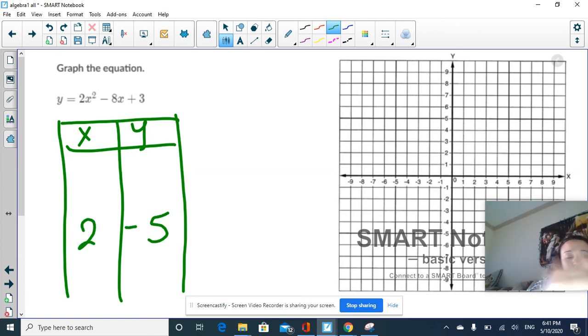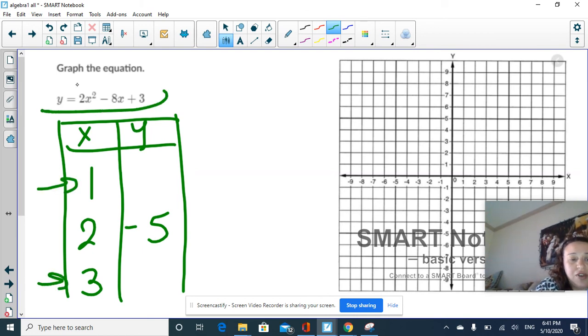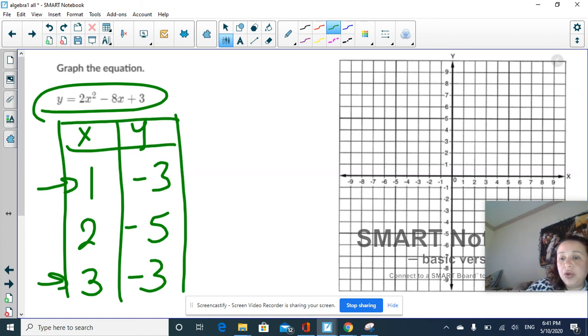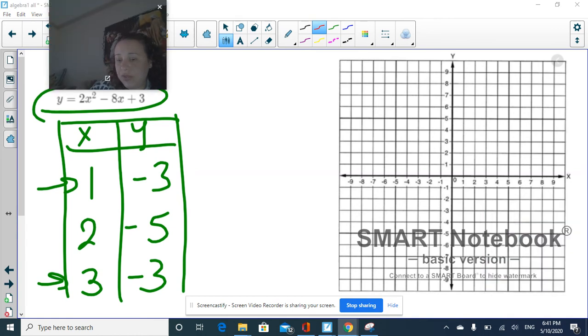Choose a point smaller than 2, like 1, and one greater than 2, like 3. You plug in x equals 1 and x equals 3 in this function. You will get that this is negative 3, and this will be the same. Plot these 3 points and graph it. First, 2 goes to negative 5. Again, 1 goes to negative 3, and 3 goes to negative 3. And then you can graph.